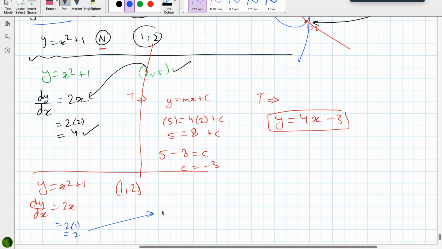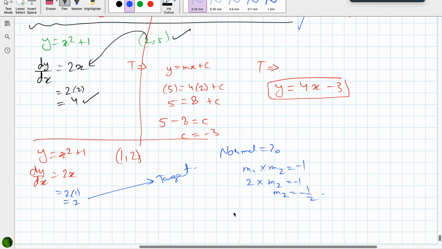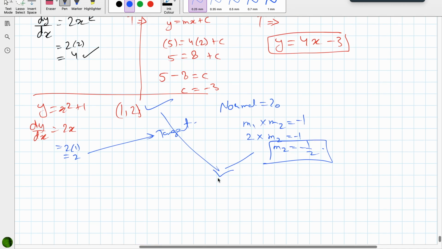That is for the tangent. What about the normal? So m1 into m2 is equal to minus 1. First gradient is 2, second gradient is unknown, so m2 is equal to minus 1 by 2. Now I know the gradient and I know the point, so I can use y equals mx plus c to find the equation of the normal. So y is 2, gradient is minus 1 by 2, x is 1.